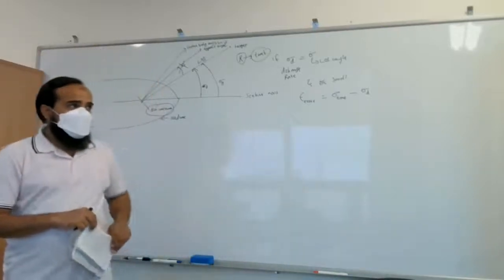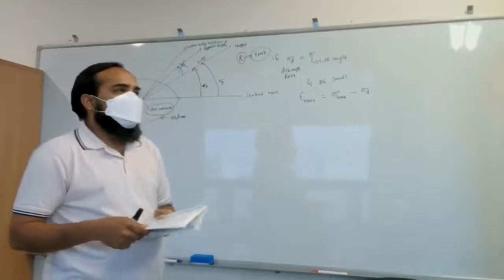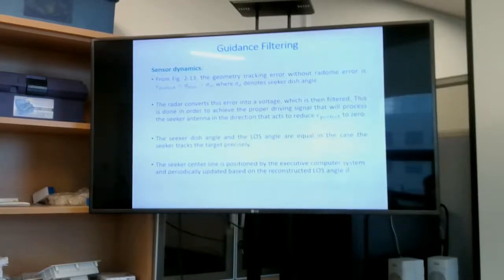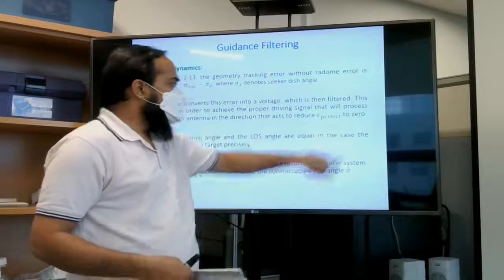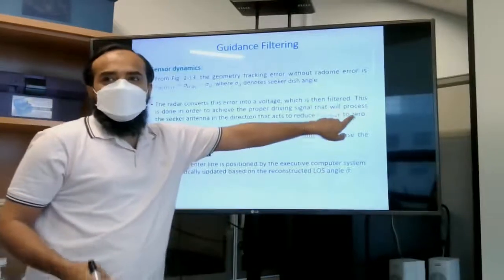In the above figure, the geometric tracking error without the random error is this one, where sigma d denotes the seeker dish angle. Now the radar converts this error into voltage, which is then filtered. This is done in order to achieve the proper driving signal that will process the seeker antenna in the direction that acts to reduce the error, epsilon perfect, to 0, so that we can directly track the range in the target direction. And then the seeker angle and the line of sight angle are equal in the case the seeker tracks the target precisely. This is only done when epsilon perfect is 0 or approximately 0.